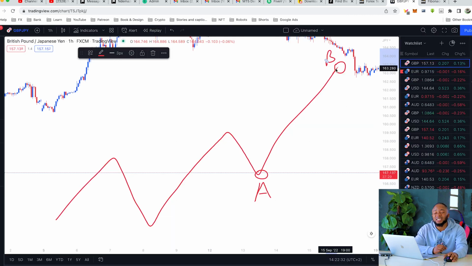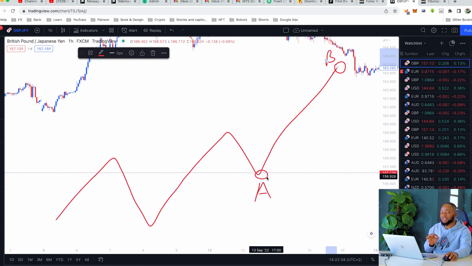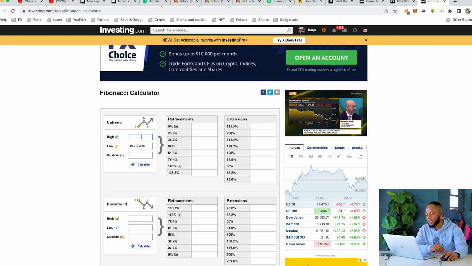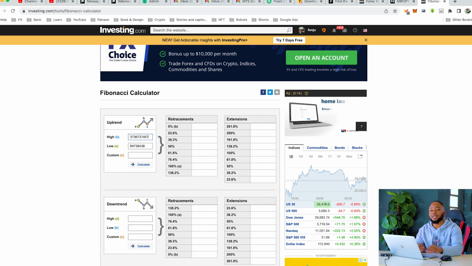On the B level, the A level is the recent swing low in the market. The B level is the recent swing high, the most significant. Remember, the most significant swing low and the most significant swing high. So this one is the most significant swing high in the market, which is the B point. So I'll just come here and copy this price again, and I come here at the B level and I type in that price. That is all, and I click on calculate.